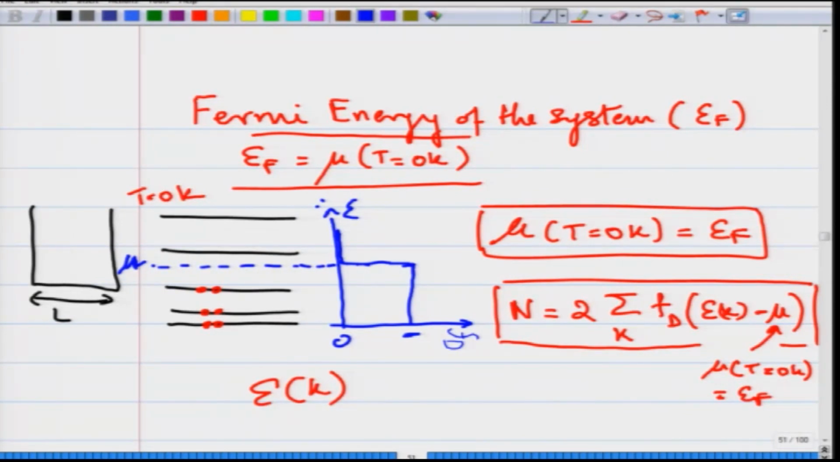And the general way to determine your chemical potential is that if you count all the states which are occupied up to the chemical potential, multiplied by 2 particles per state, you will get the total number of particles. So, if you solve this equation, you will get your chemical potential.